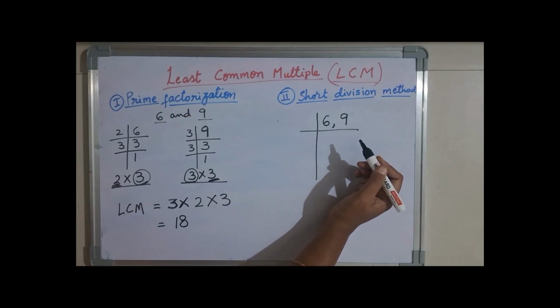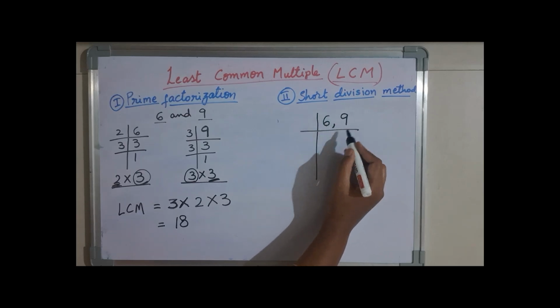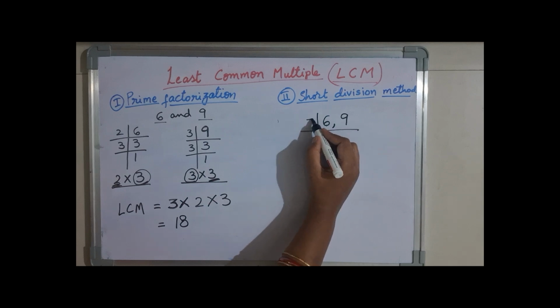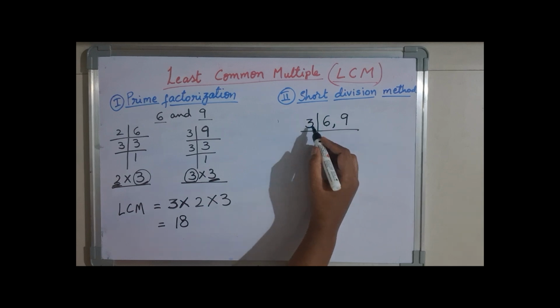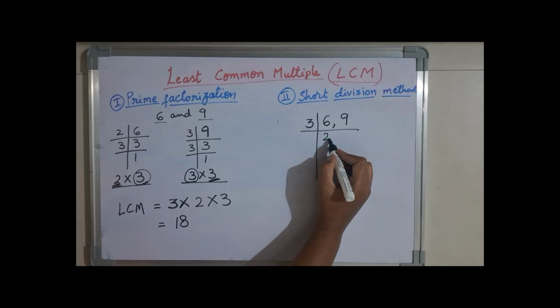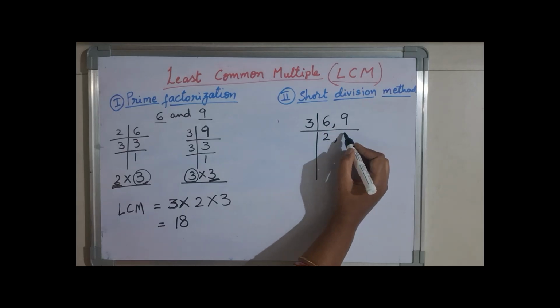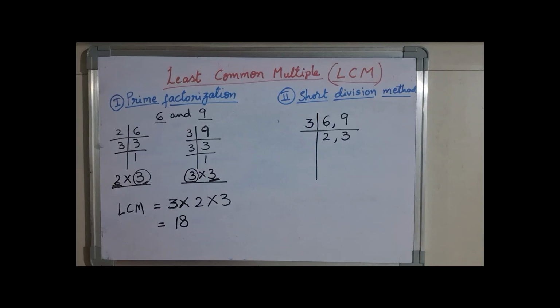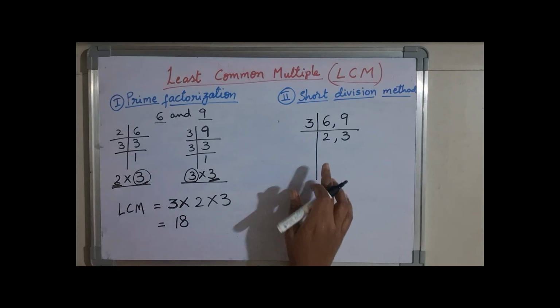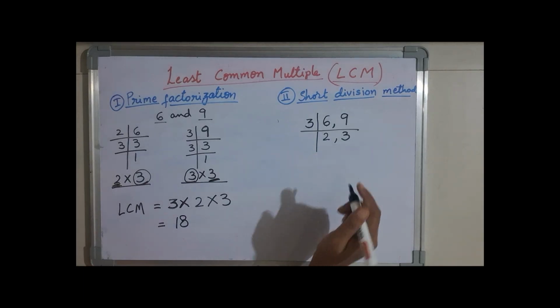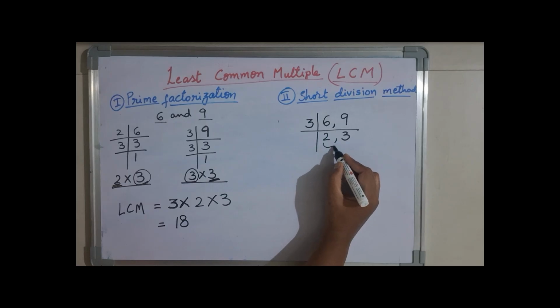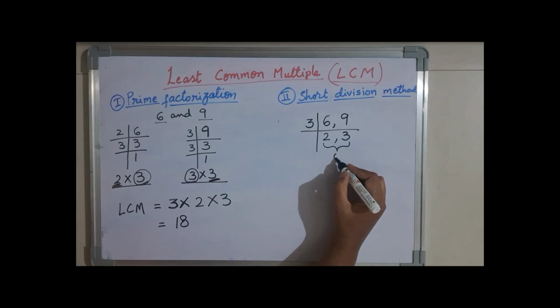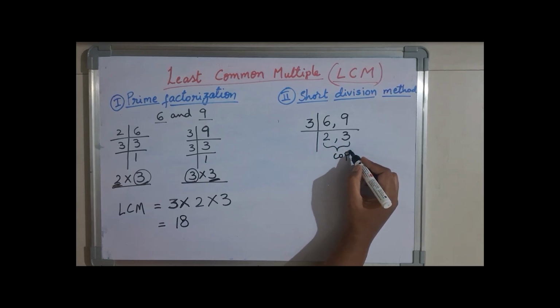Next you take 3. 3 is a common factor of both the numbers, so we take 3 here. 3 twos are 6, children, and 3 threes are 9. In this way you need to write, children, and we have to continue until we get co-primes.